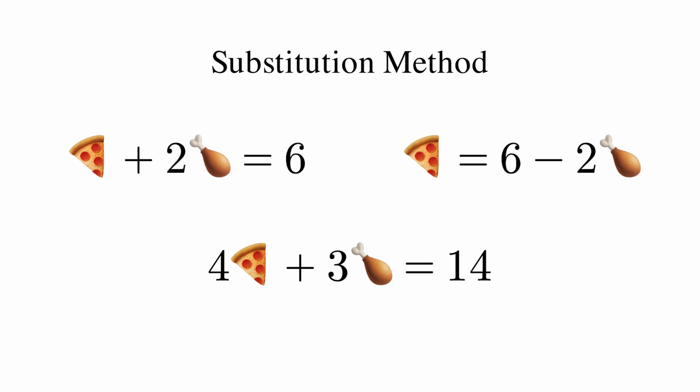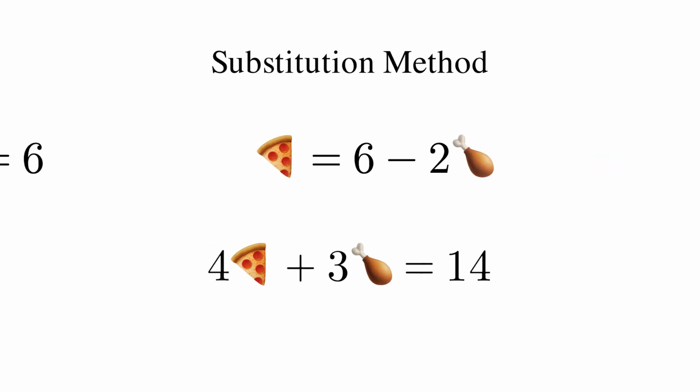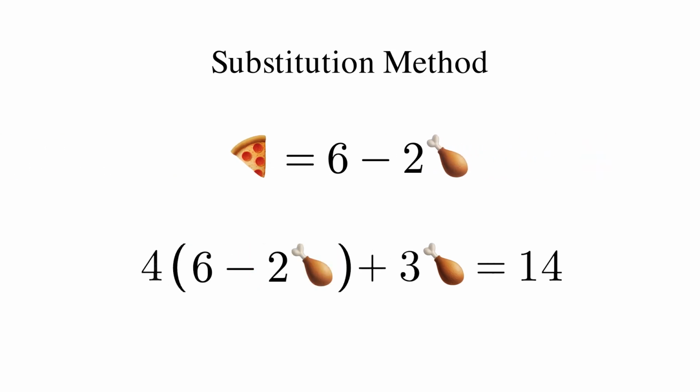If we rearrange the first equation to get just the pizza slice on the left-hand side, we see that the price of 1 pizza slice is equal to $6 minus the price of 2 chicken drumsticks. Using this fact, we can substitute this price into our second equation, to get an equation that only has one variable. This means that instead of 4 pizza slices, we get 4 times 6 minus 2 chicken drumsticks. Expanding this, we get 24 minus 8 chicken drumsticks plus 3 chicken drumsticks is equal to $14.